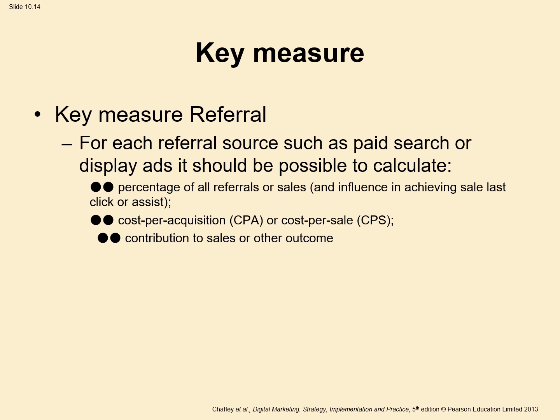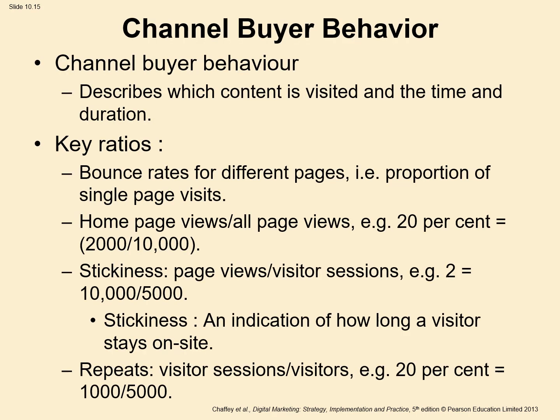Then cost per sale, after our customers see the advertisement, then they visit our website and they buy something from our website, then it's cost per sale. They will receive money after the transaction of the customer. It can also be from the contribution to sales or other outcome. Channel buying behavior describes which content is visited and the time and also the duration.